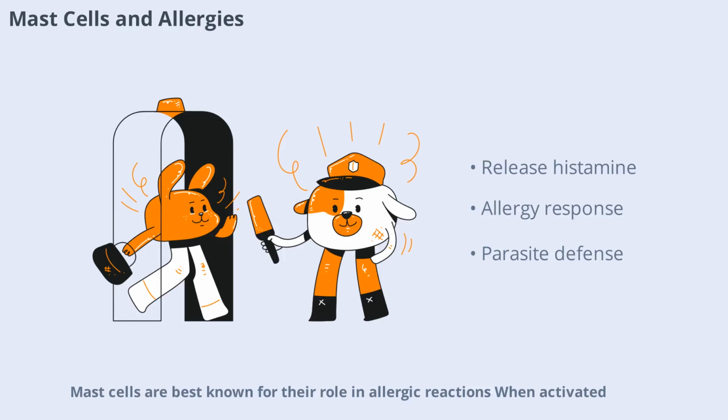Mast cells are best known for their role in allergic reactions. When activated, they release histamine and other chemicals that cause inflammation and allergy symptoms. While this response can be uncomfortable, it also helps protect against certain parasites and pathogens.